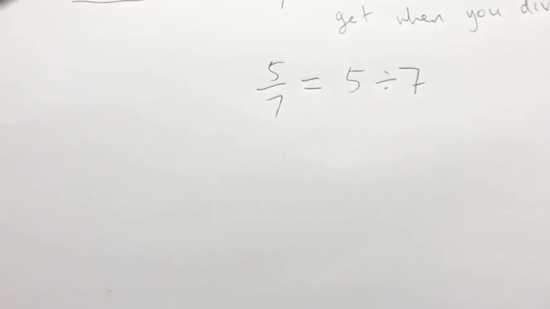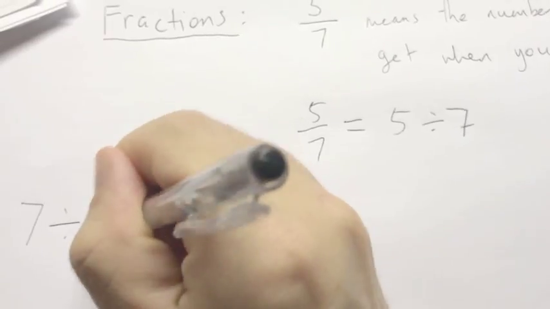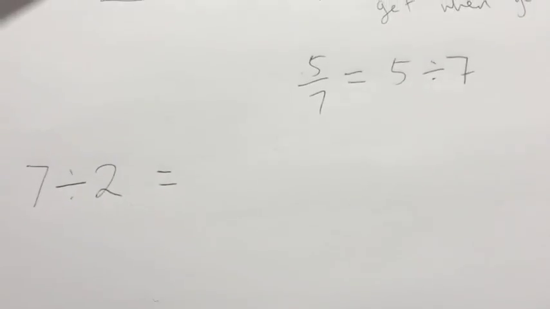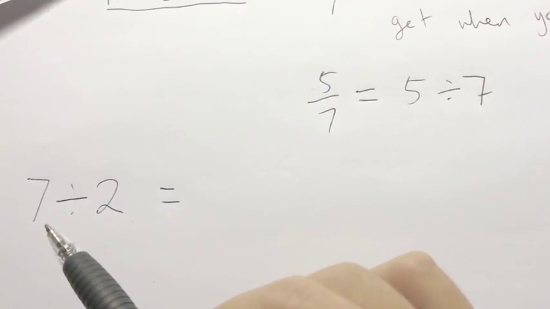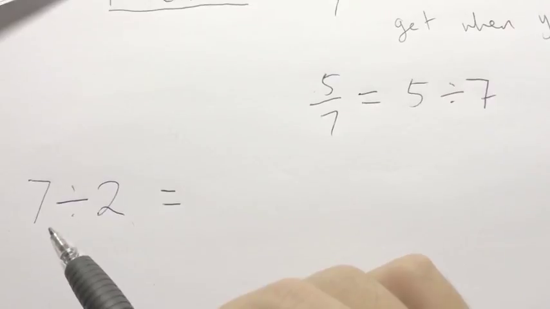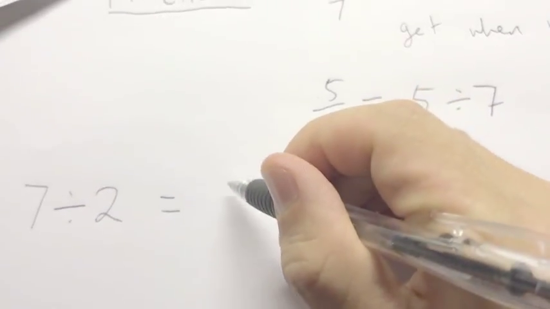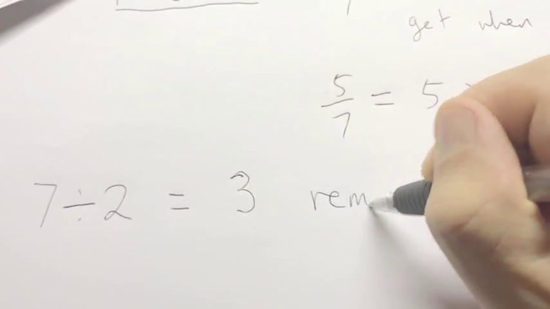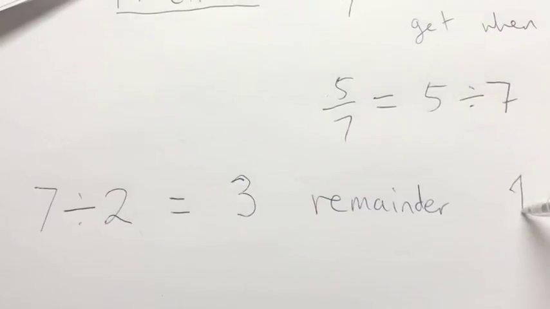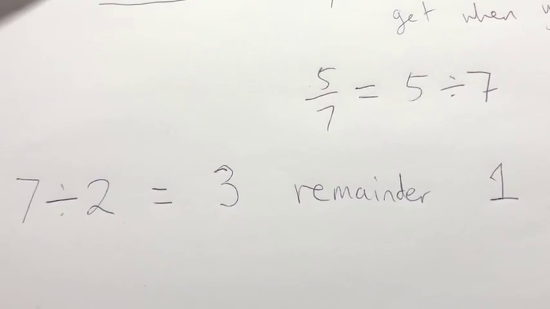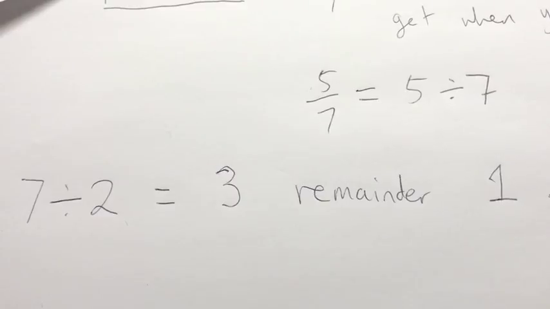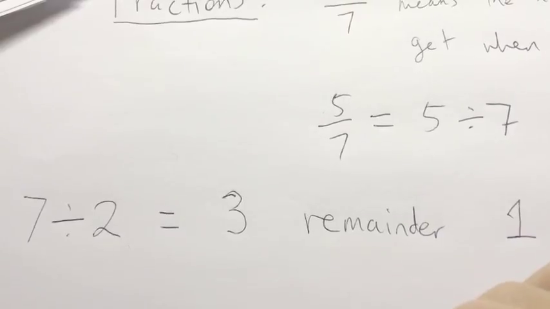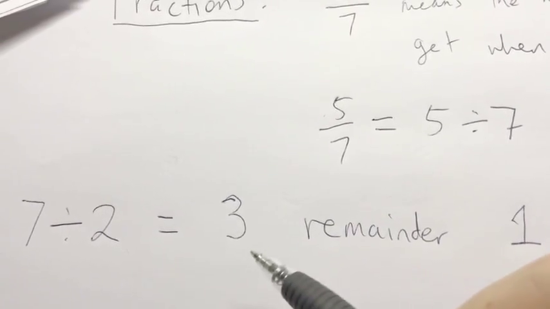So let's say you do 7 divided by 2. You're used to writing that's equal to 3 remainder 1, because 2 goes into 6 three times, and then there's 1 left over. What that really means is we're taking 6 away from 7, and we're dividing it by 2, because 6 divides exactly by 2 three times.